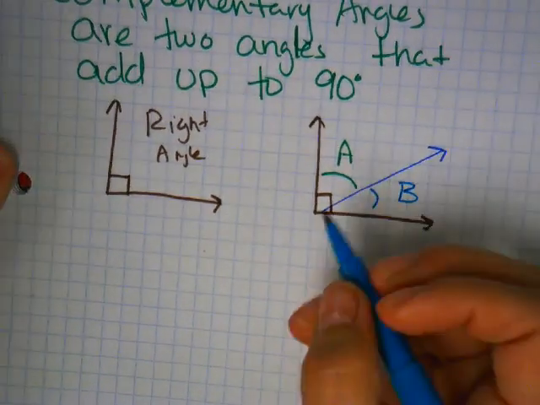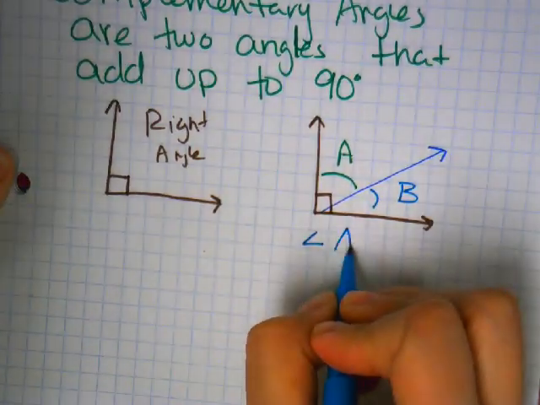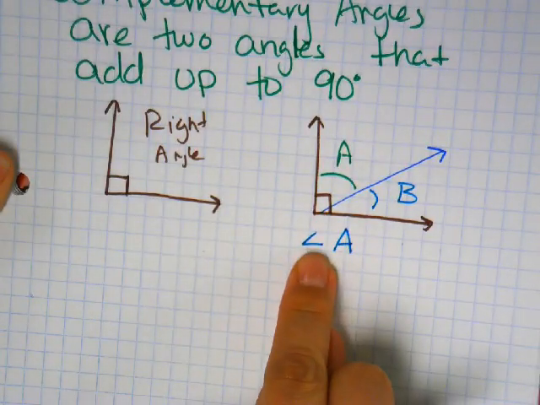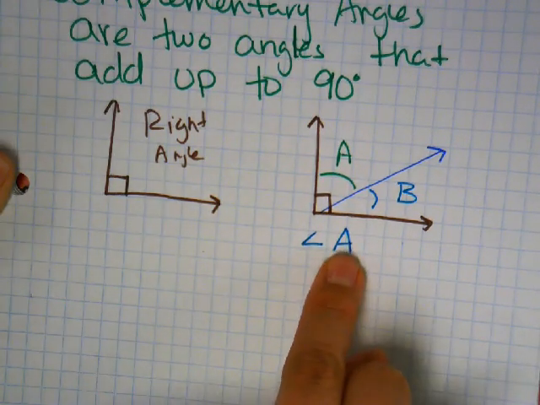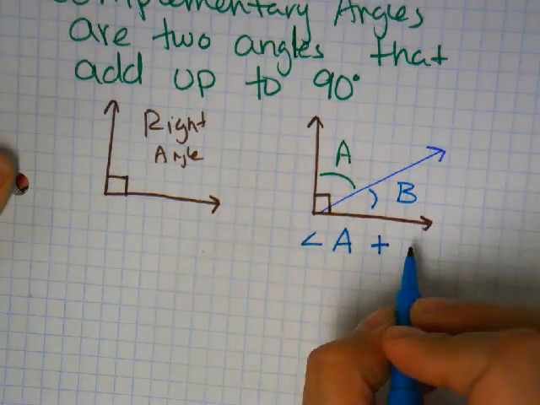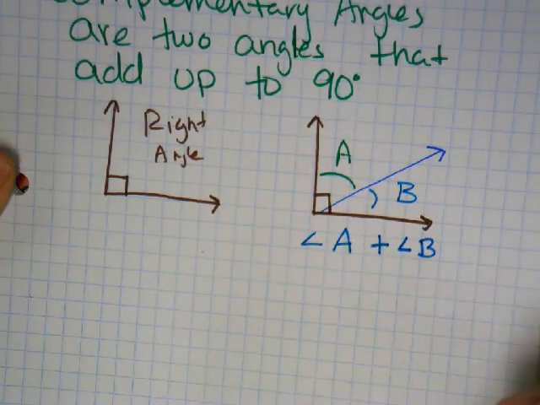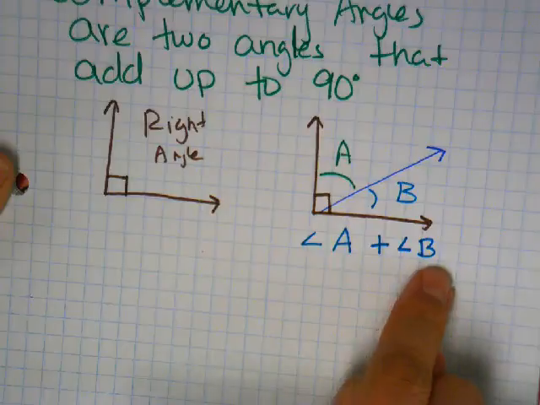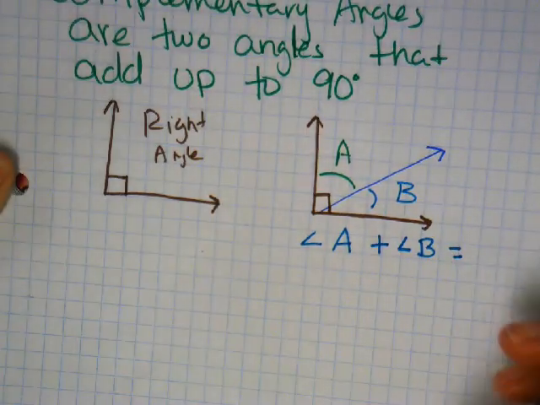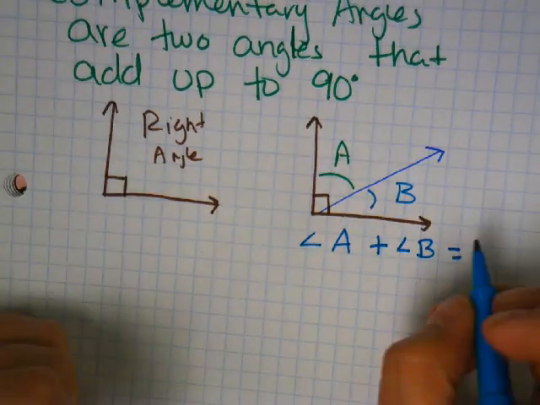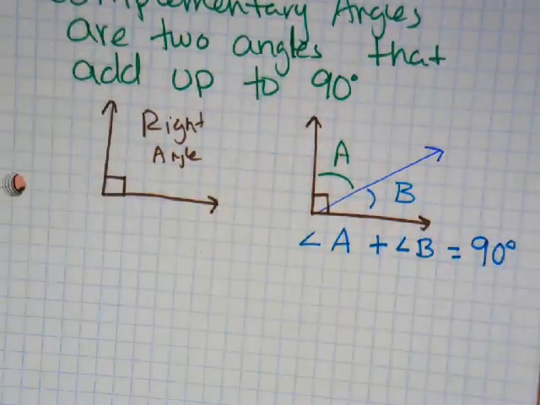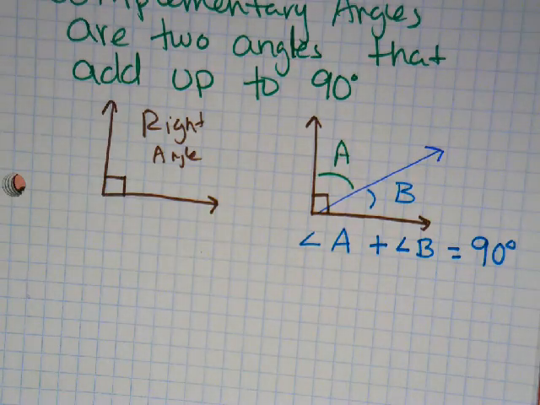So what we're going to do is we're going to write a statement. Now this means less than, but in today's situation, it means angle. Angle A plus angle B equals what? If I add these 2 angles together, what does it equal? 90 degrees. How do we know? Because when I put these 2 angles together, it looks like 90 degrees.